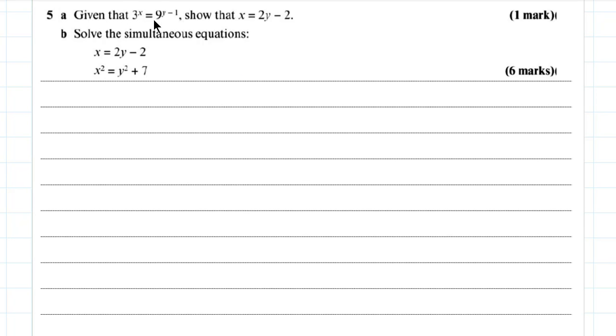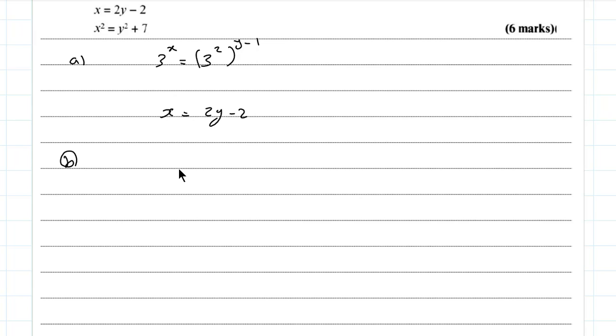5a, given that 3 power x equal 9 power y minus 1, show that x equals 2y minus 2. Piece of cake, because we will rewrite the right hand side to be 3 power 2 all to the power of y minus 1, and since base equal base, then power equal power, which means x equals 2y minus 2, because we will expand 2 in this bracket, 2y minus 2, which is required. For b, 2y minus 2 all squared is equal to y squared plus 7.